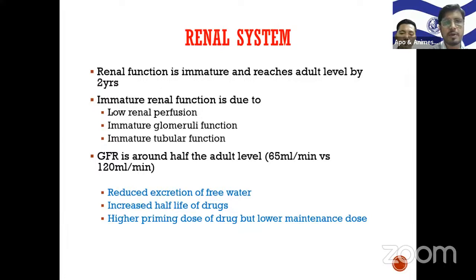The glomerular functions are also immature, and they have immature tubular functions. So the glomerular filtration rate is around half the adult levels.